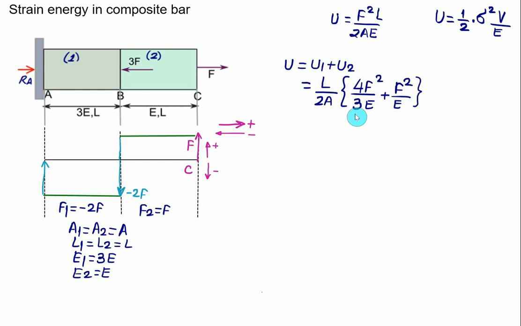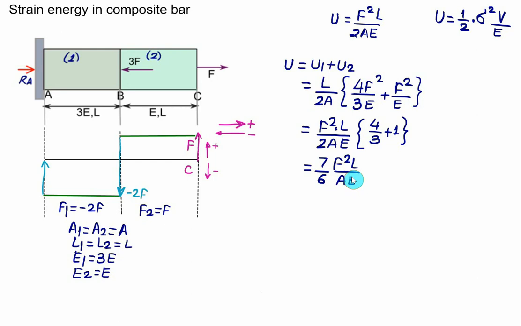Now from this equation we can take out F square common and even E common. So we are left here with F square multiplied by L divided by 2 times area divided by Young modulus. We have 4 divided by 3 plus 1. 4 divided by 3 plus 1 is the same as 7 by 3. So finally we are getting this answer as 7, and here is 3 times 2, so it is 6. 7 by 6 F square multiplied by L divided by AE. So this one is the total strain energy.